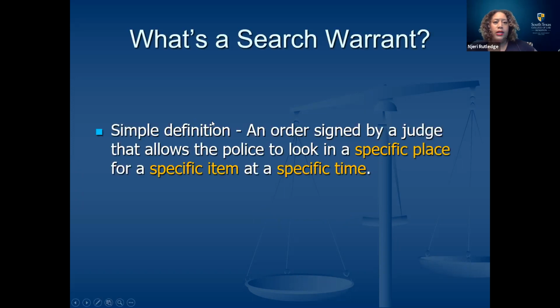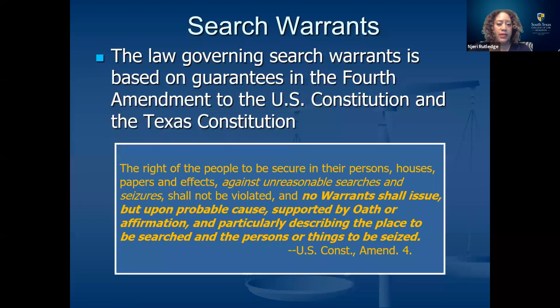So a search warrant is just a court order signed by a judge to allow the police to search in a specific place for a specific item at a specific time. It's based on the Fourth Amendment to the Constitution, and of course the Texas Constitution mirrors that as well.